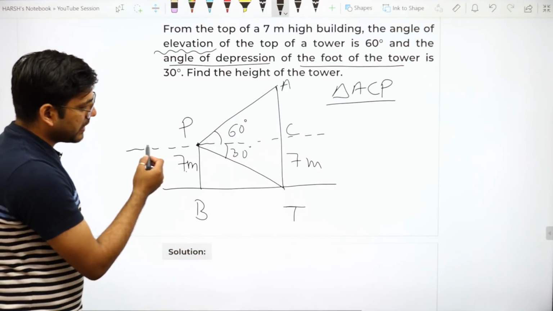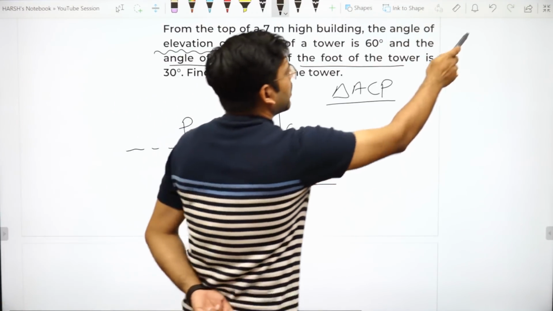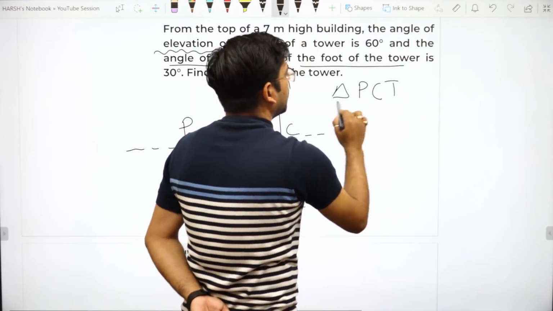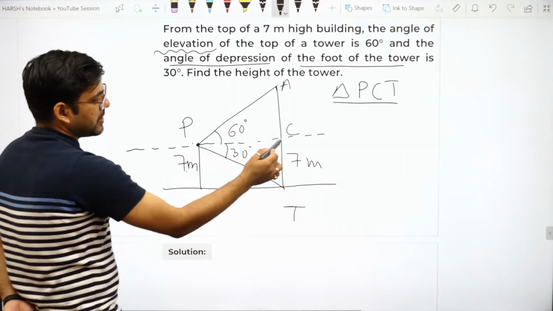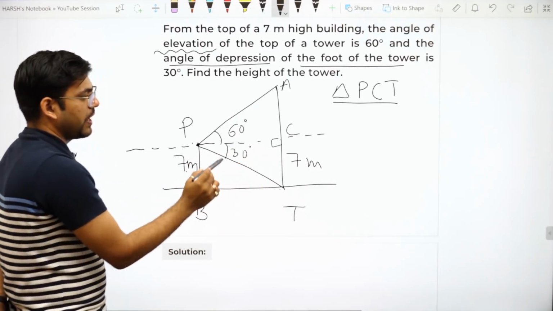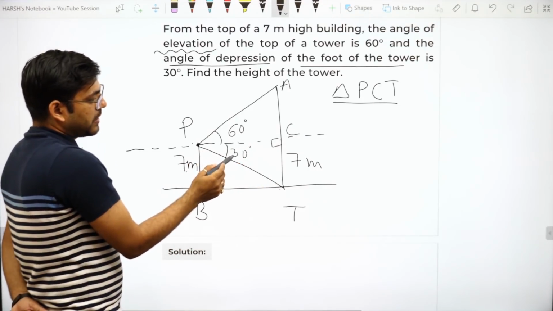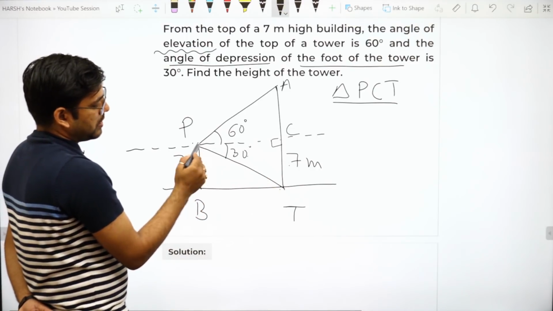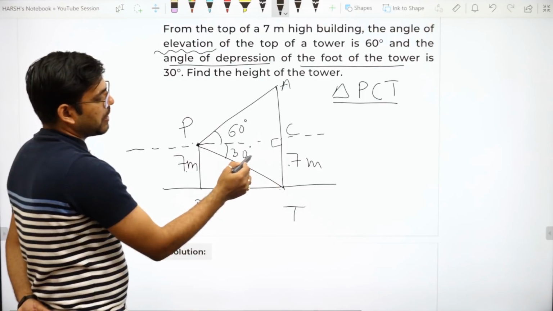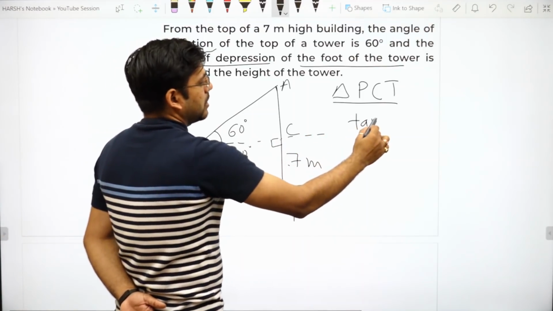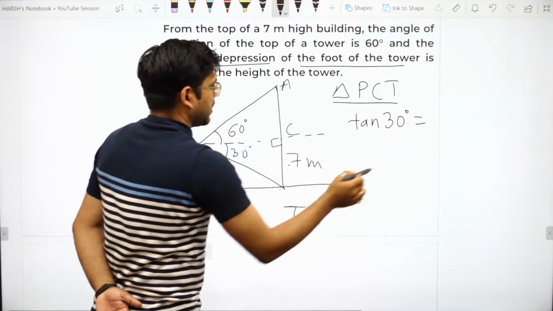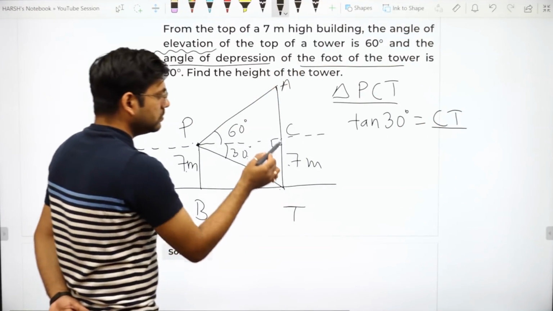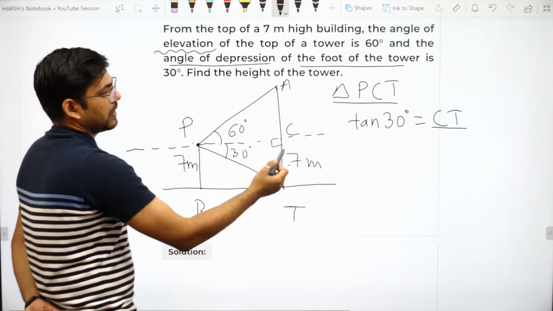Before ACP, I think I shall write for PCT. So I'll write for triangle PCT. This is 90 degree. If this is 90 degree, 30 degree, in front of 30 degree we have perpendicular, and this is base. So perpendicular by base, we will apply tan. Tan 30 degree is equal to perpendicular, which is CT, 7, divided by base, which is CP, isn't it?